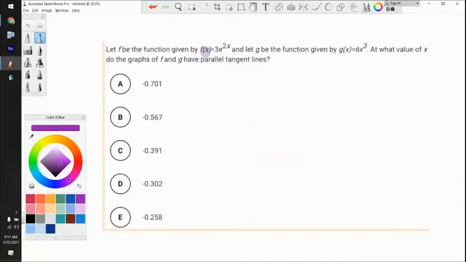So it says let f of x be equal to 3e to the 2x, and g of x is 6x to the third. Where does it have parallel tangent lines? So when you see parallel tangent lines, what I want you to think of is the same slope. Okay, so where are these the same slope, or their slopes are equal?